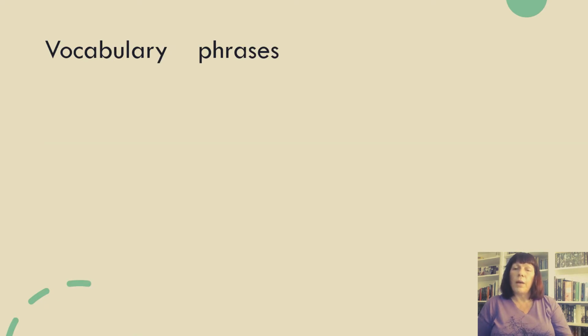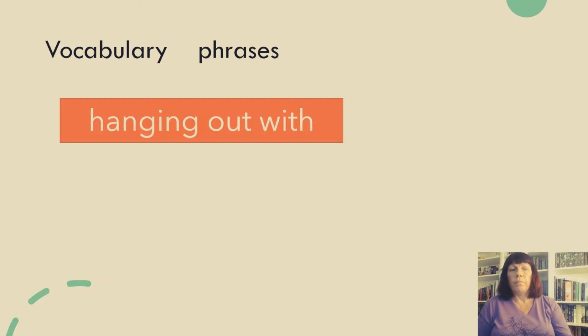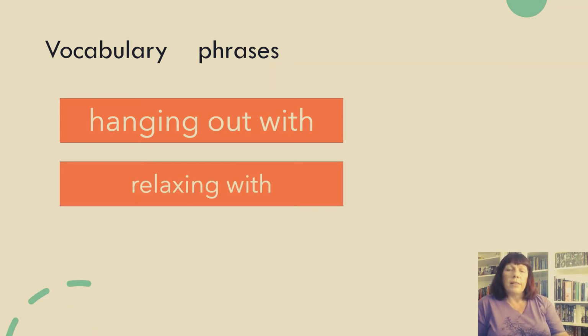And then there are vocabulary phrases that some English people use, not all people. What about hanging out with? I'm hanging out with my friends. It just means I'm here with my friends. What about relaxing with? I'm relaxing with my daughter. If you understand the word relax and what relax means, then you're just using with to indicate the person or people who are with you.